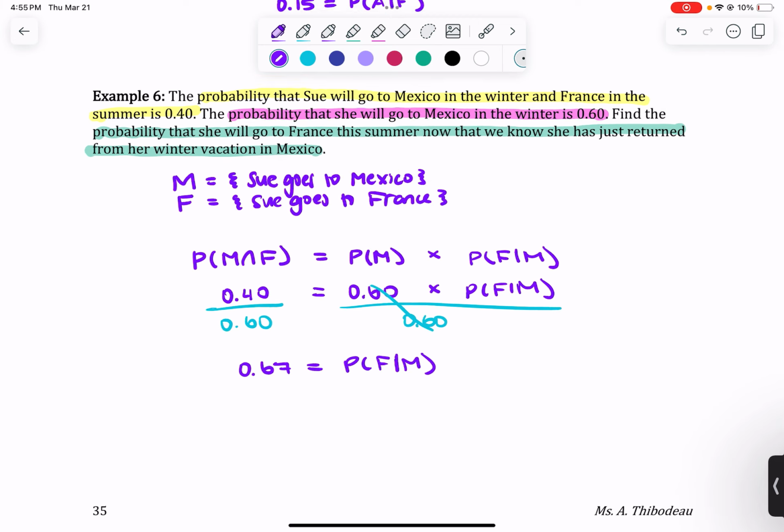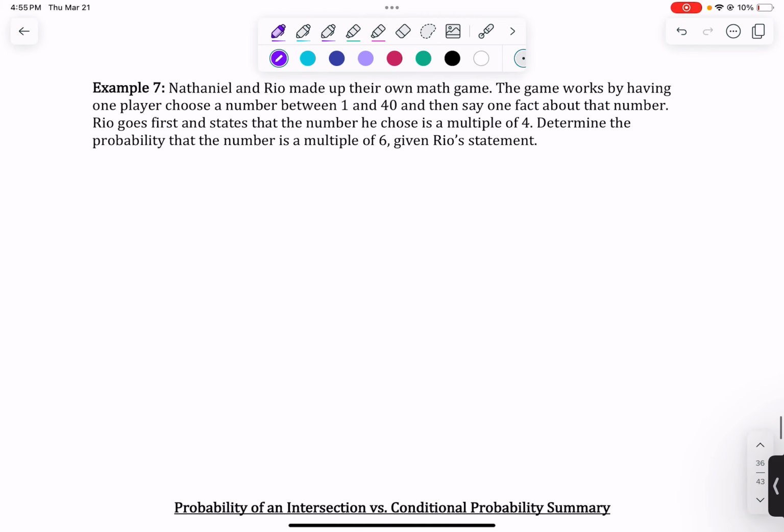Okay, we have one more example. And this one more example is about Nathaniel and Rio. And they've just made up their own math game. How the game works is by having one player choose a number between 1 and 40. So that's all of the possible options. You can't choose 41. You can't choose 0. That's my total amount of numbers available to me.